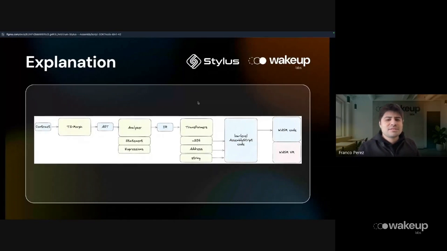Next, the IR is passed to the transformer layer. Each transformer handles a specific type, like U256, address, or string, and knows how to emit valid AssemblyScript code that follows Stylus constraints. The result is a full AssemblyScript contract ready to be compiled to WebAssembly. Finally, we compile the code and deploy it. The entire pipeline is automated by our SDK. You write TypeScript, and we handle the rest, from parsing to transformation to deployment.